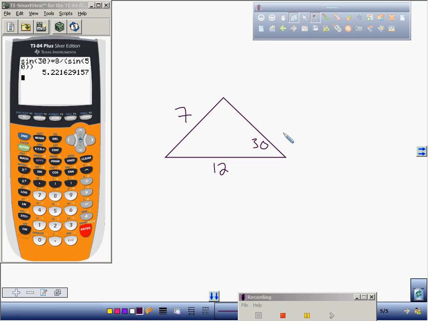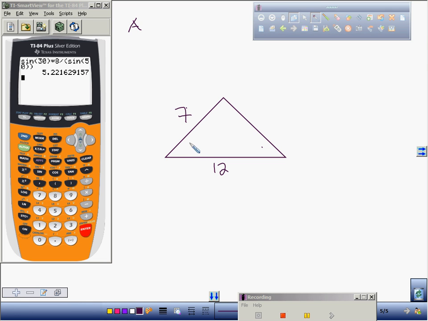7, 12. I've got to erase that, because you can only use the law of sines when you have an angle. Can you do side, angle, side? Oh wait, angle, angle, side. Wait, I don't need that. Angle, side, angle. Side.